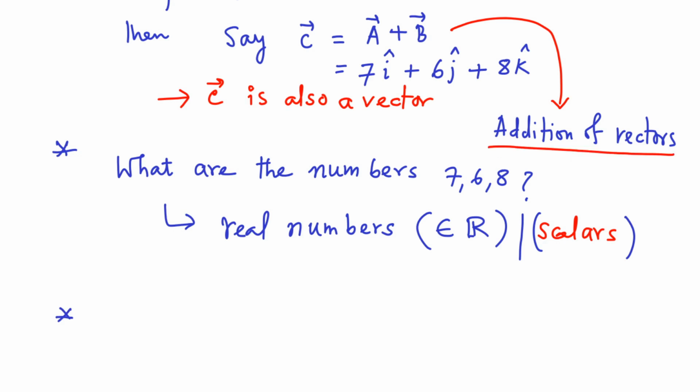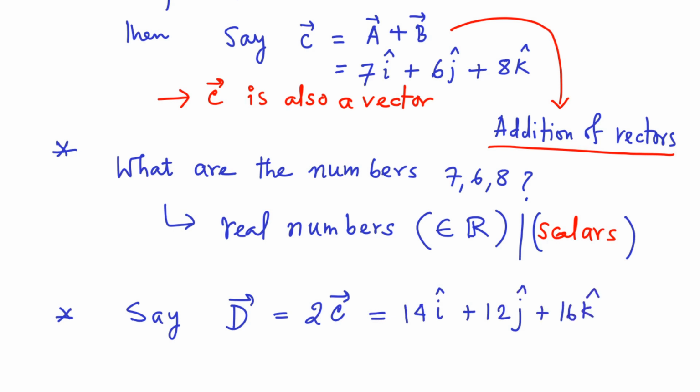For example, if you multiply the vector C by 2, you get another vector. Let's call this vector D, which is then given by 14 times i cap plus 12 times j cap plus 16 times k cap. And such an operation is known as scalar multiplication.